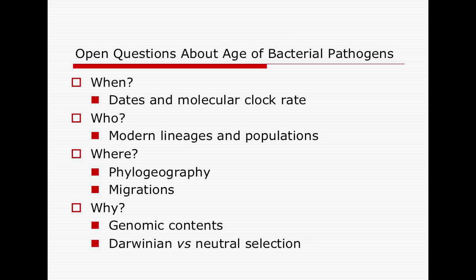So one of the obvious explanations for genetically monomorphic pathogens is that they're just very young. If something were born yesterday, it won't have many mutations by today. But the question is, how young is young? And very few people have actually looked until recently at how old things are among bacteria. So one of the things I'm going to have to talk about is age.